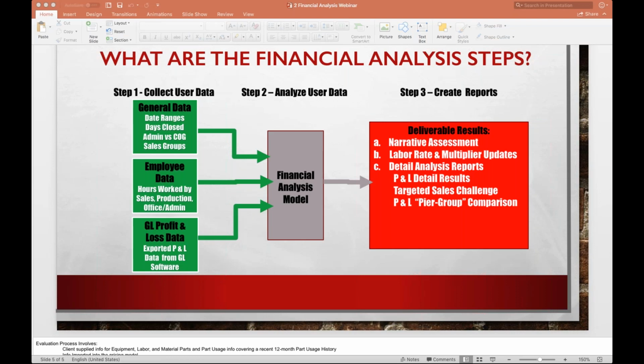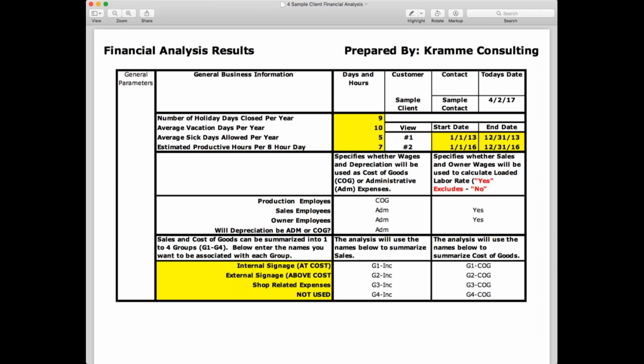Now I'm going to switch to a recent engagement, and we're going to walk through this very slowly. I'm not going to go into the details of how things are calculated. I simply want to focus on the results and some of the important things to look at. This first page that we're looking at is just the general data that is needed. How many days are you closed for holidays, vacation days, sick days average? What your estimate is for your hours of productivity.